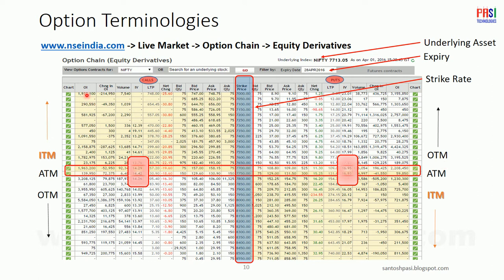Then we have here different columns like open interest, change in the open interest. Then we do see the volume. Then the IV stands for implied volatility. Then LTP, that's last trade price. Then net change in the price. Then we do have a bid quantity, bid price. Then we have ask price and ask quantity.